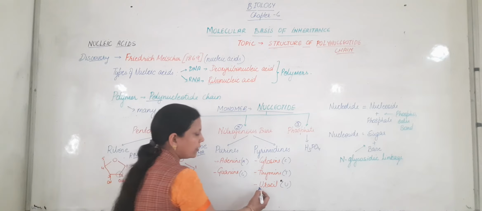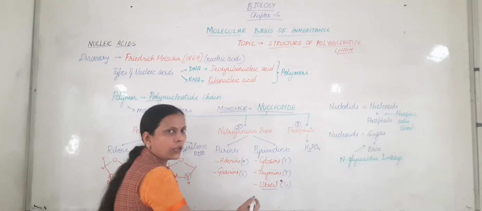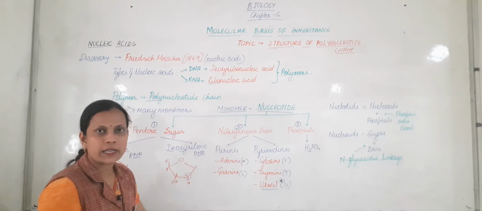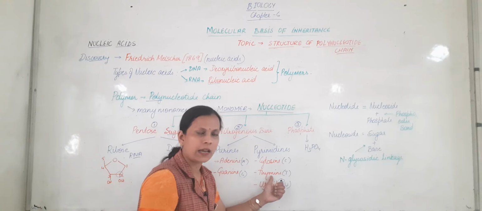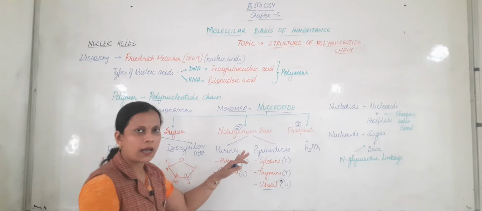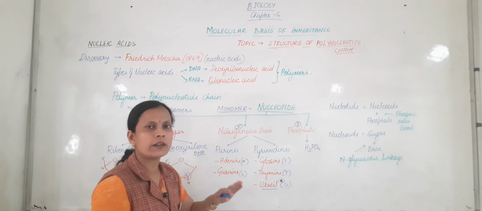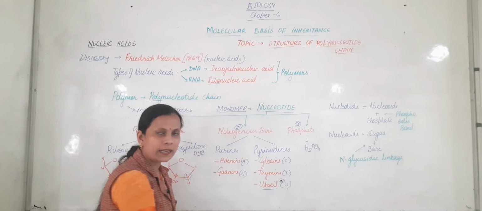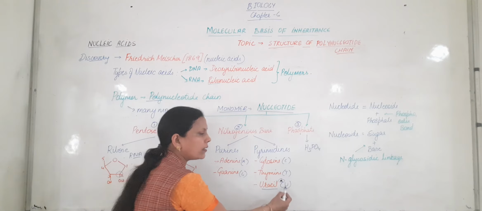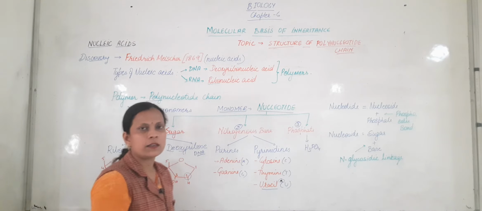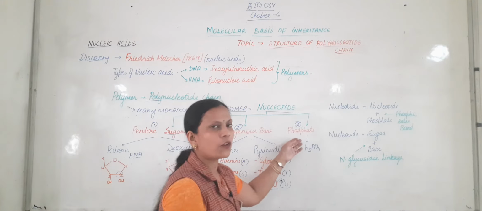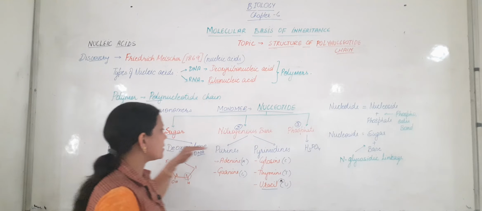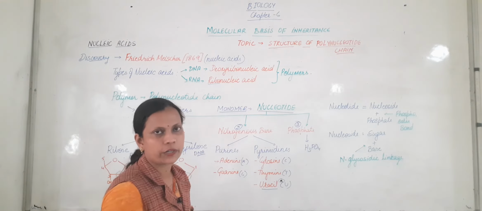Now, here again comes a difference, that is the uracil. Uracil is present in RNA in place of thymine. So, both RNA and DNA has only 4 nitrogenous bases. In DNA it is A, G, C and T, while in RNA it is A, G, C and U. So, these are the 4 bases. Next comes a phosphate group. A phosphate group is also present in the nucleotide. So, these are the 3 components of a nucleotide.